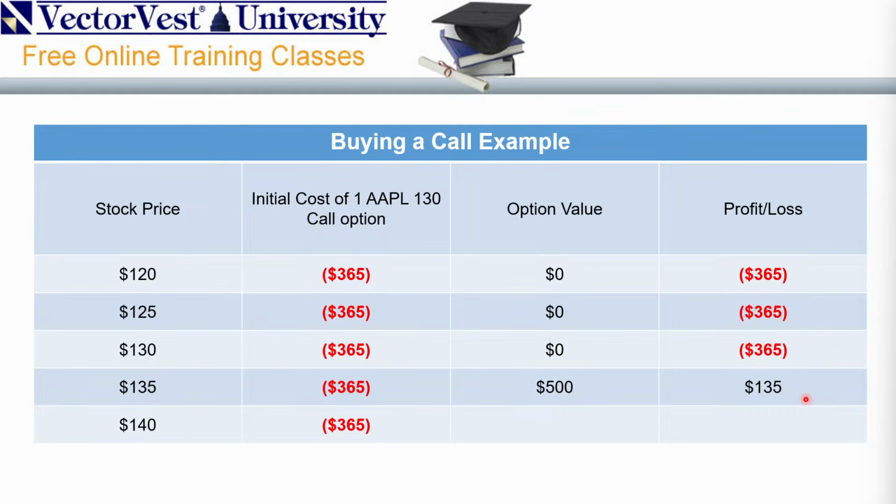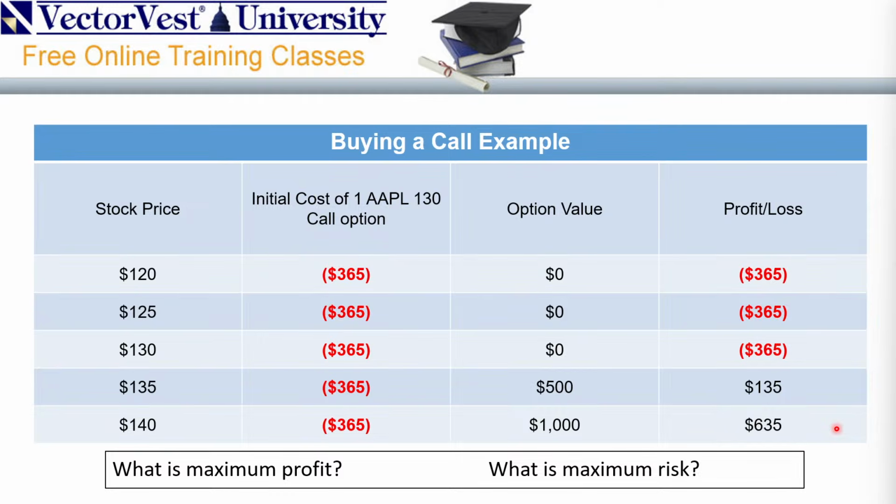Still good, right? And of course, if it goes higher to 140, that's a $10 benefit, or $10 of intrinsic value. $10 times the 100 shares is $1,000, and subtracting out what it cost you leaves $635. Still pretty good, right?